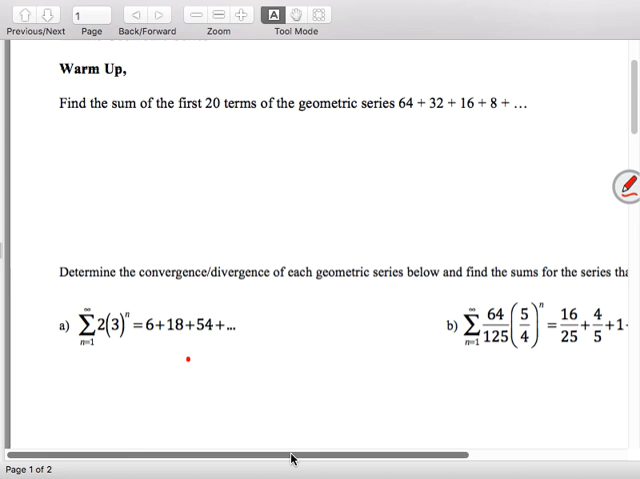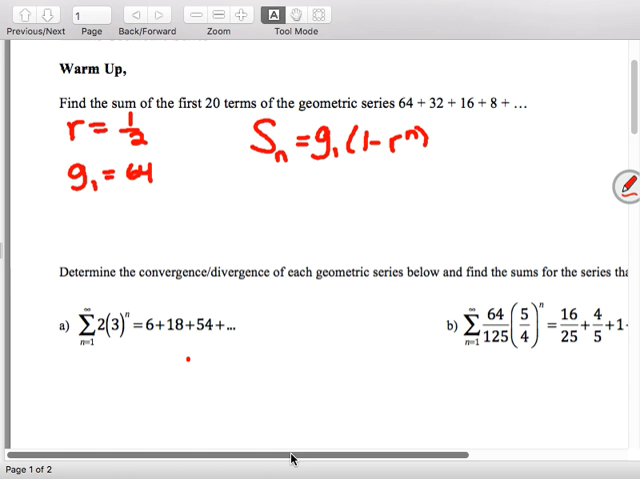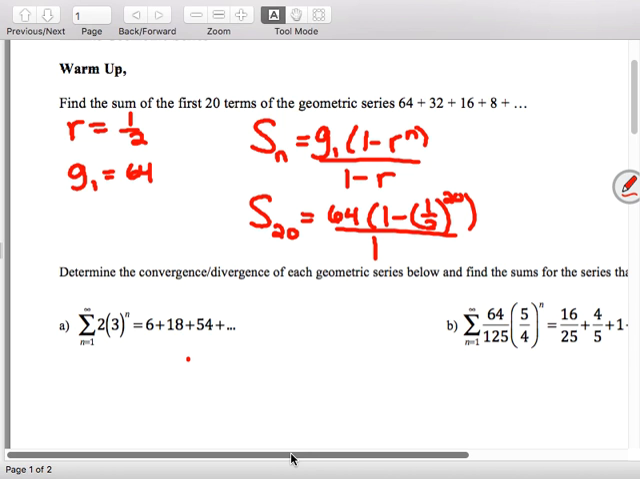Of the first 20 terms of the geometric series. So it's geometric. R is 1/2. G sub 1 is 64. So I'm going to use S sub n equals G sub 1 times 1 minus R to the n over 1 minus R. So if I want to do the first 20, that's 64 times 1 minus 1/2 to the 20th over 1 minus 1/2. And I got about 128. You guys get that?